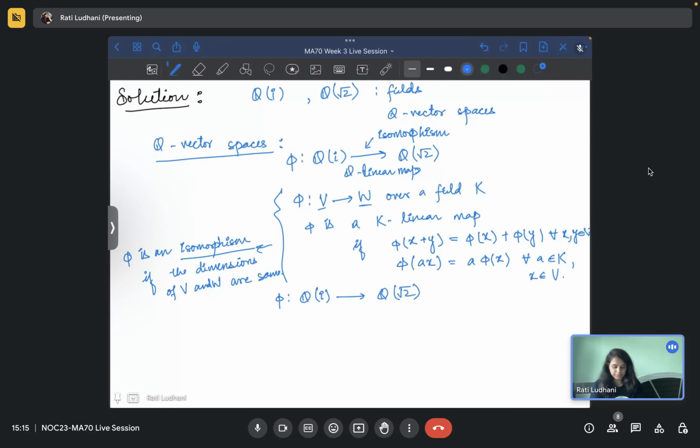So now let's see what we know about Q(i) and Q(√2). Let's go back to the definition of algebraic elements. I want to consider the K algebra homomorphism. So you have Q[x], and I am talking about Q algebra homomorphism.